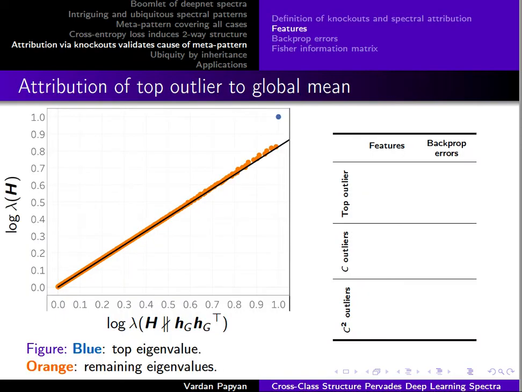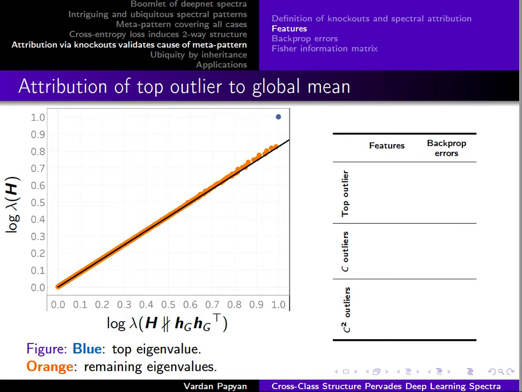On the left here, you can see on the y-axis the log eigenvalue of the spectrum of the second moment of the features, and on the x-axis the eigenvalues of the second moment of the features after I knock out the global mean. The black line here is the identity line, which means the eigenvalue does not change its value as a result of the knockout. Notice how most of the eigenvalues are on this identity line, which means they're unaffected by the knockout procedure.